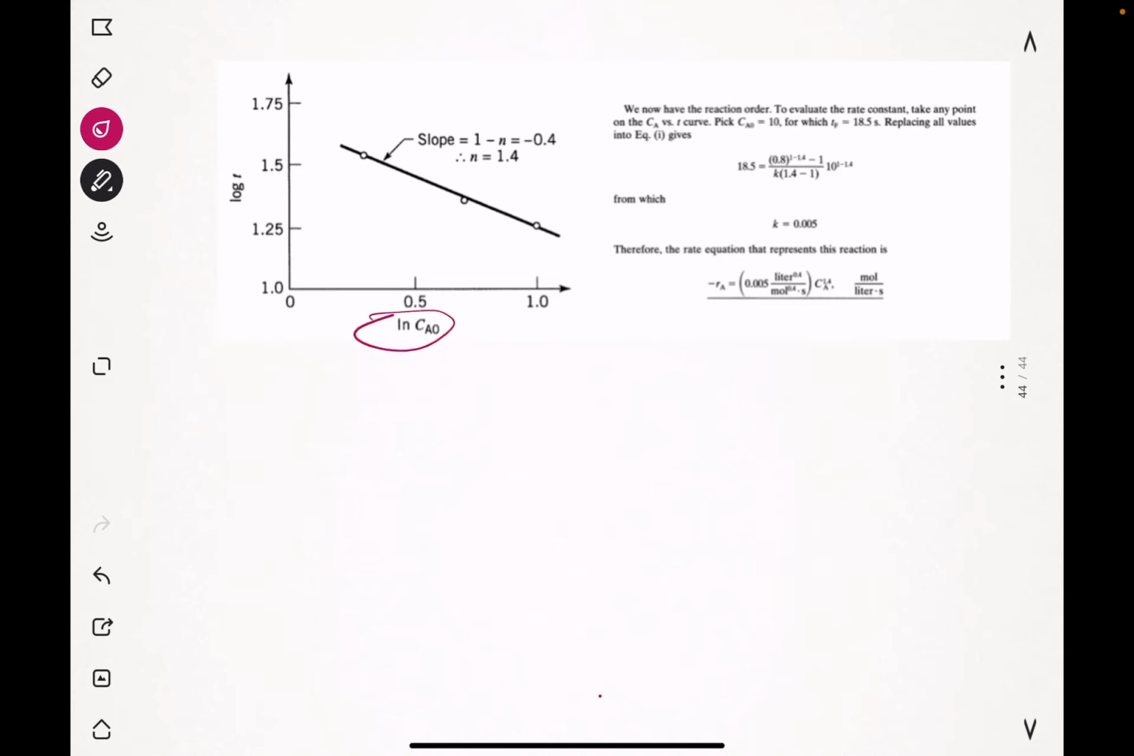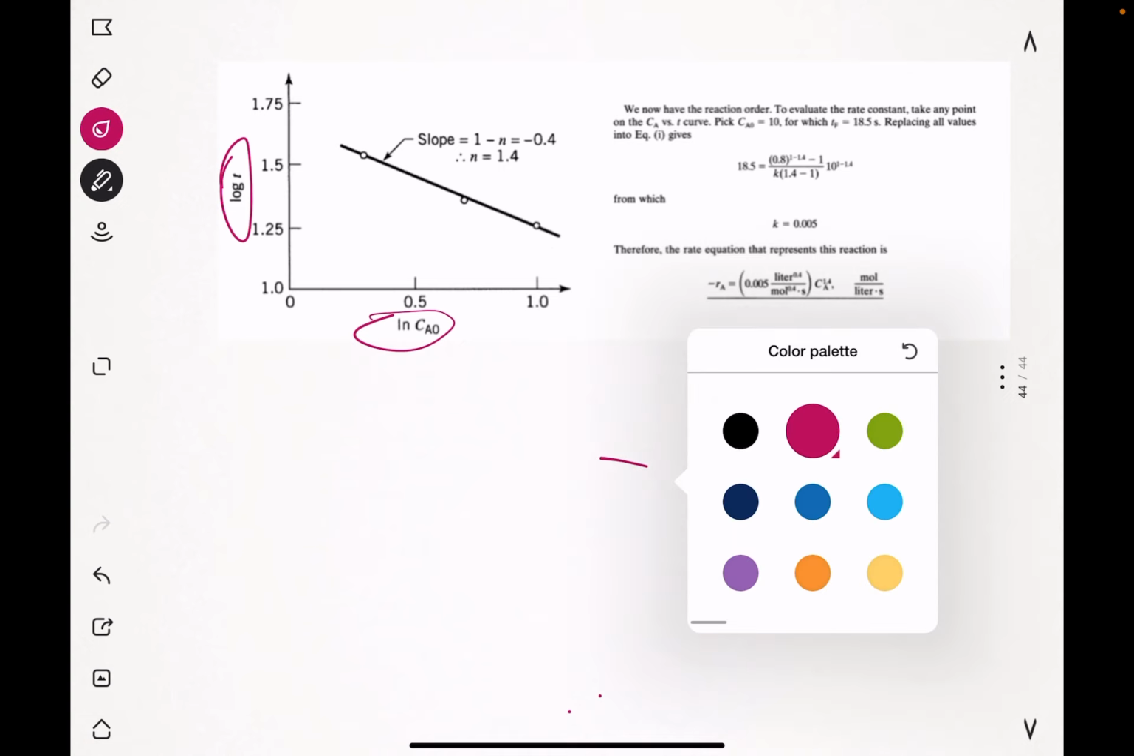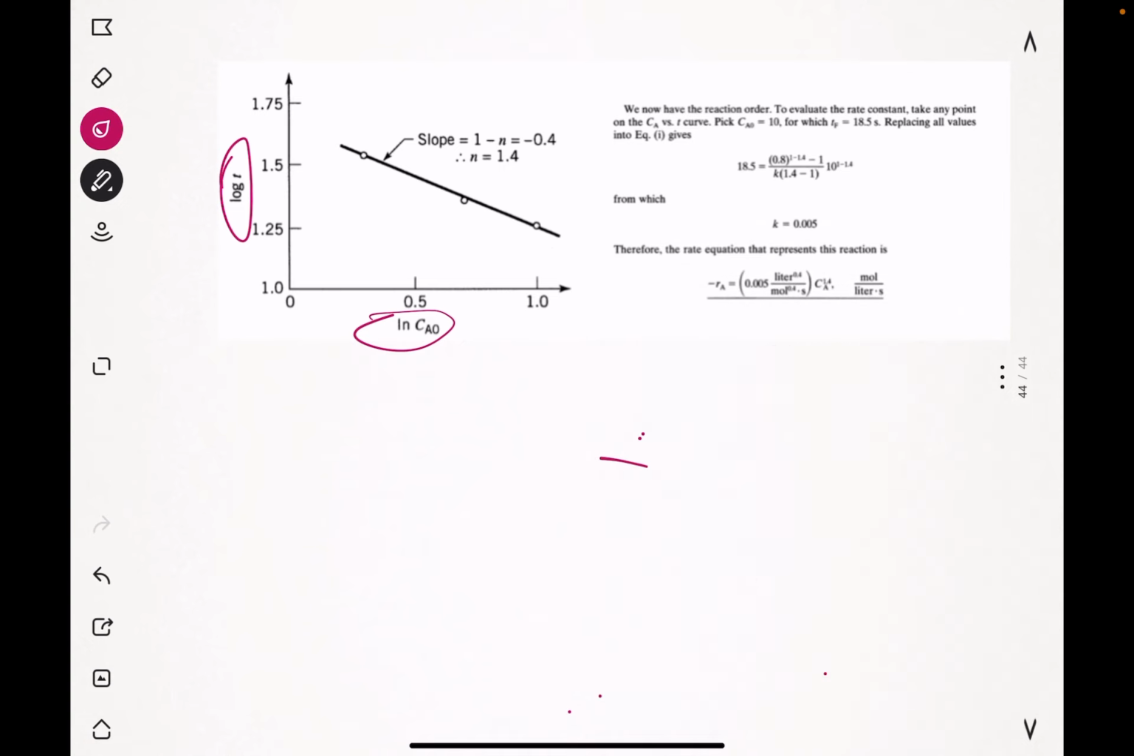So we have ln Ca0 on the x-axis and log of Tf on the y-axis, and we have a straight line with a slope of negative 0.4, which gives us an order of 1.4 for this reaction. So probably now we can realize why the data could not be fit for the first or second order.